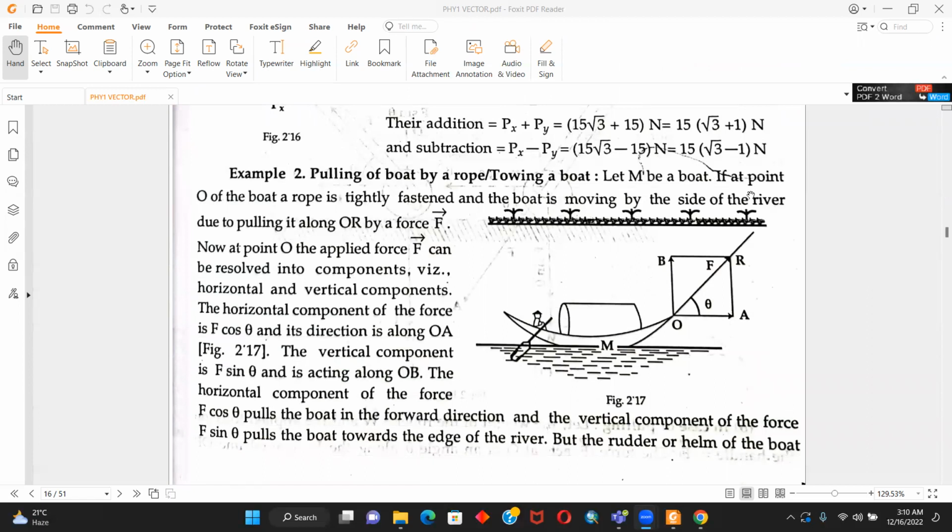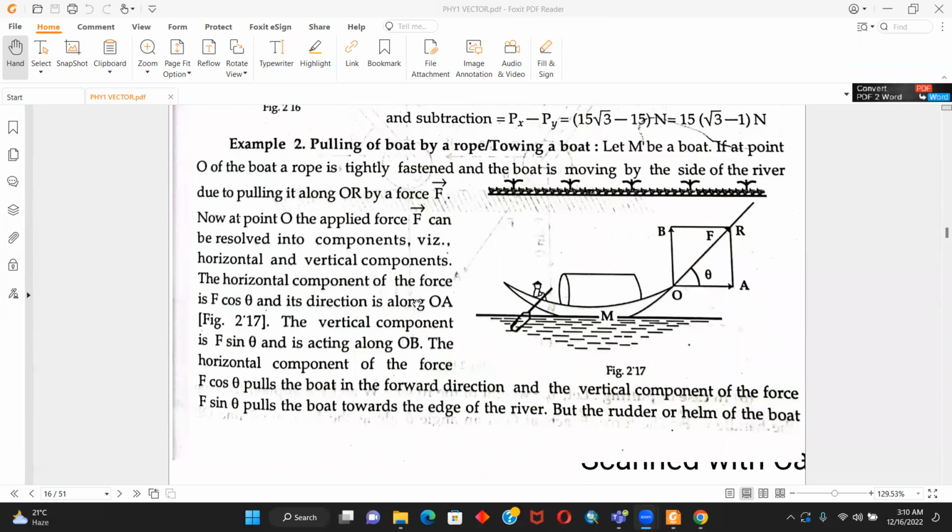So let M be a boat, and at point O of the boat a rope is tightly fastened, and the boat is moving by the side of the river due to pulling it along by a force F vector. So they have said various things. Now they have divided it into components.